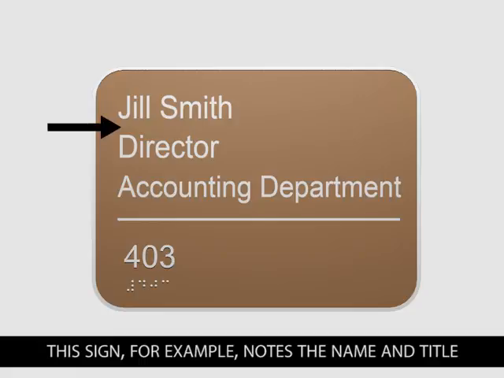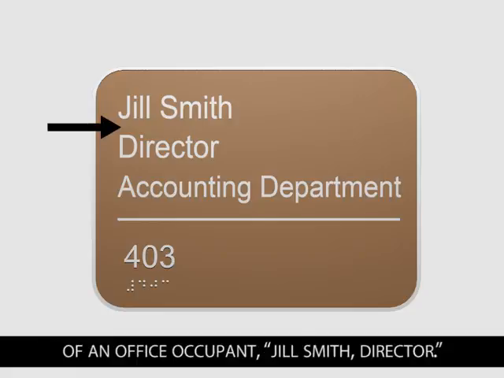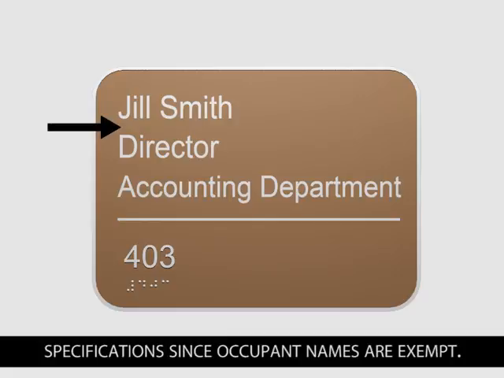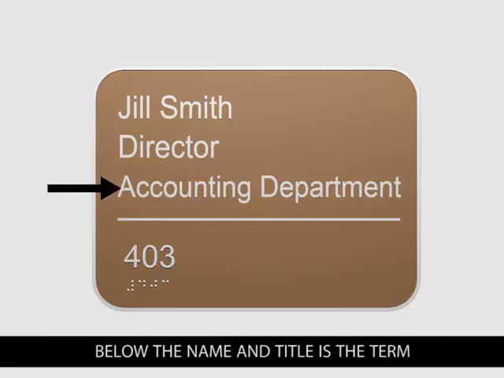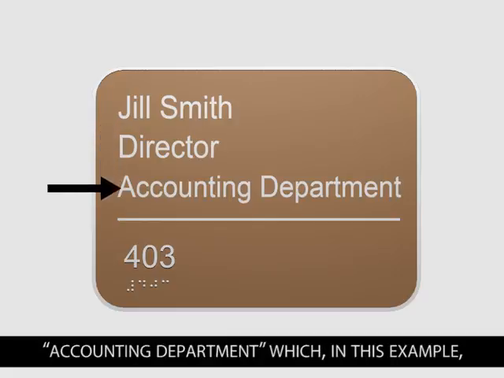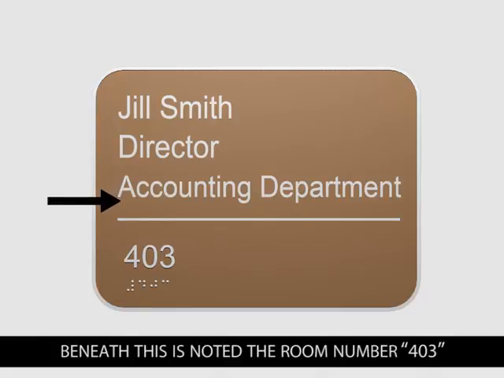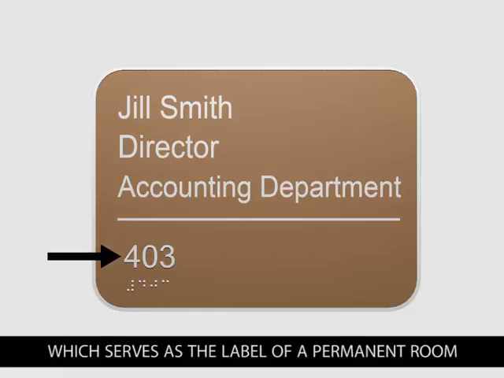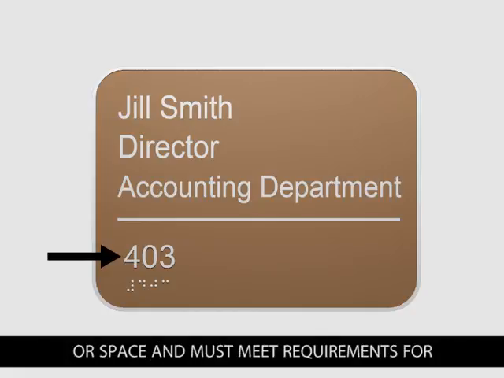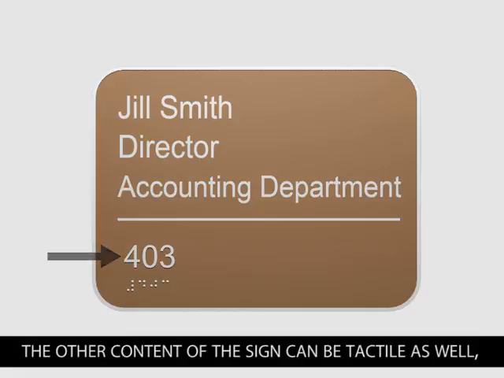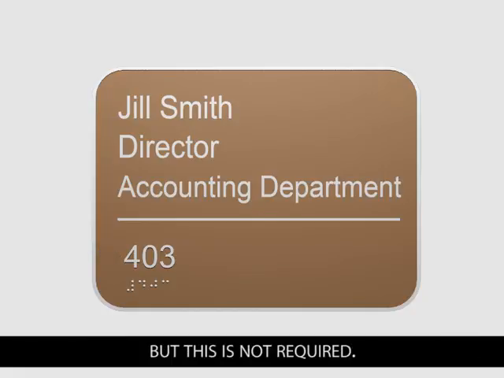This sign, for example, notes the name and title of an office occupant, Jill Smith, Director. This portion of the sign is not required to meet any specifications since occupant names are exempt. Below the name and title is the term Accounting Department, which, in this example, is considered informational and subject to requirements for visual characters. Beneath this is noted the room number 403, which serves as the label of a permanent room or space and must meet requirements for visual and raised characters, including Braille. The other content of the sign can be tactile as well, but this is not required.